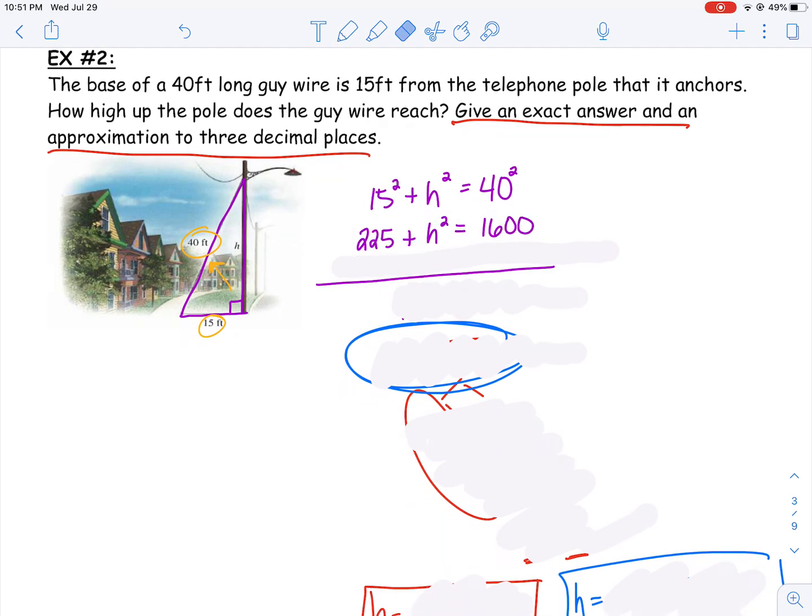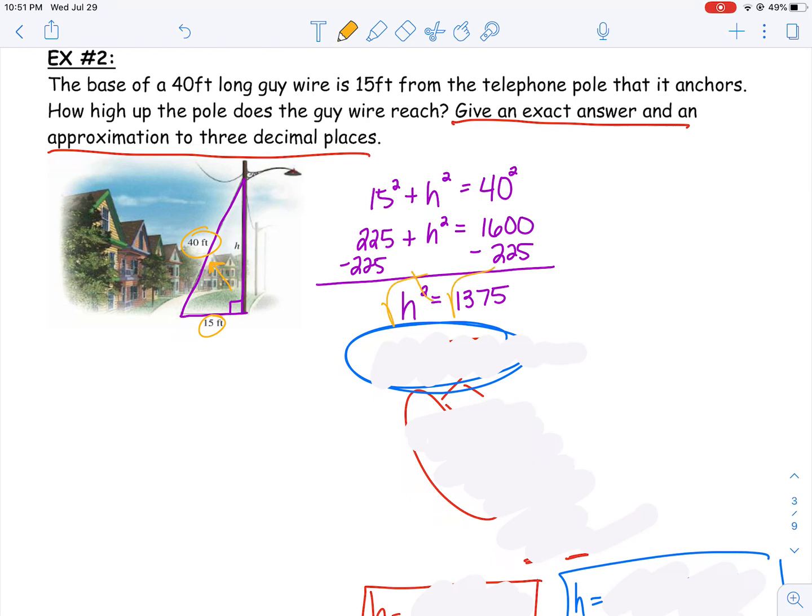All right, let's go ahead and simplify. I can figure out what 15 squared is, that's 225. I figured out what 40 squared was, that's 1600. And I still have to figure out what h equals. So let's go ahead and solve this equation by getting rid of the 225 first. It's farther away from the h. I'm going to subtract 225 from both sides. I ended up getting h squared equals 1,375.